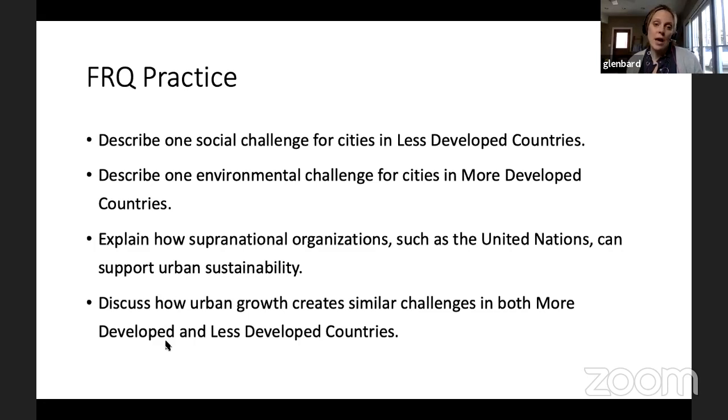And then the other one, discuss how urban growth creates similar challenges in both more developed and less developed countries. And really what we're talking about here is that the type of housing problems might be different. For example, we might be talking about rent issues, or we might be talking about adequate housing. But at the end of the day, we're talking about housing. Transportation issues might be different. We're going to talk about congestion, even though we have access to adequate transportation, versus not having the infrastructure, transportation issues in LDCs.